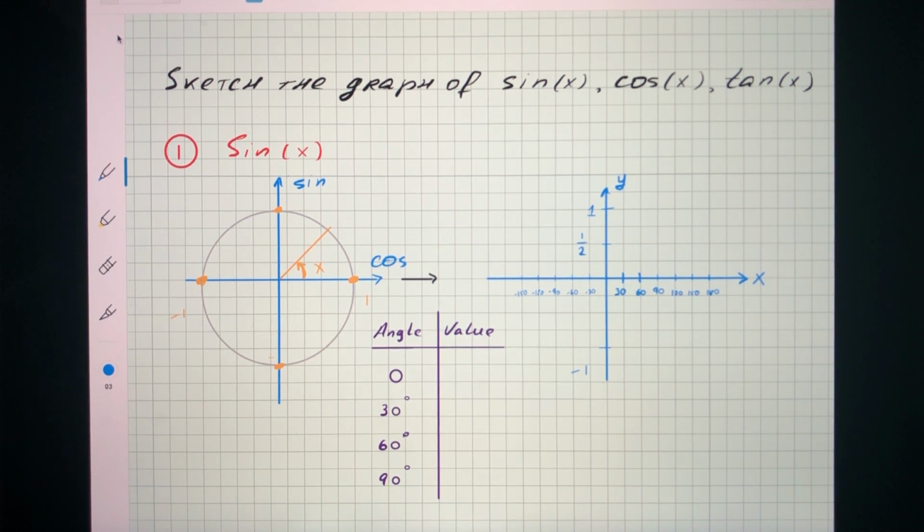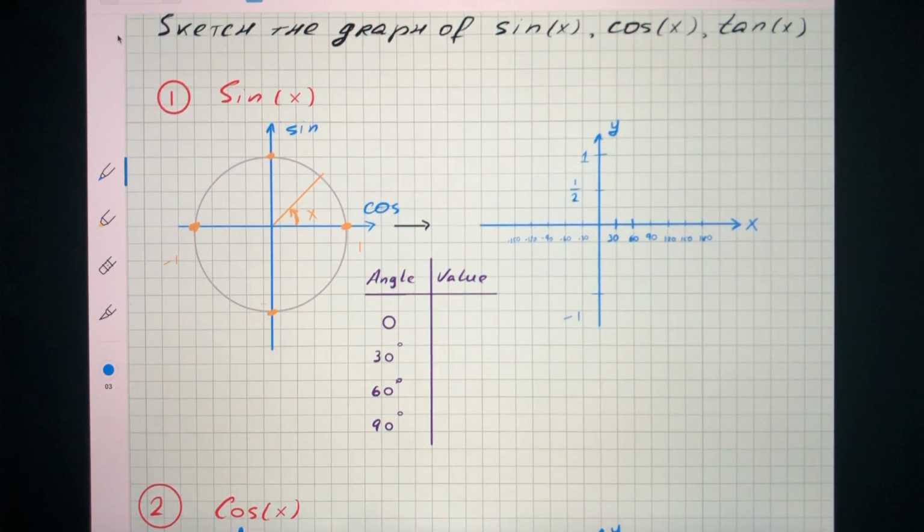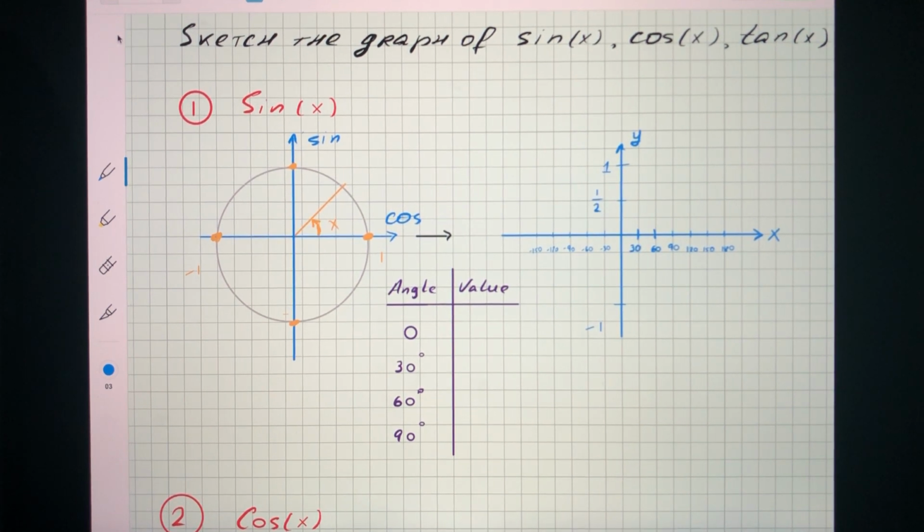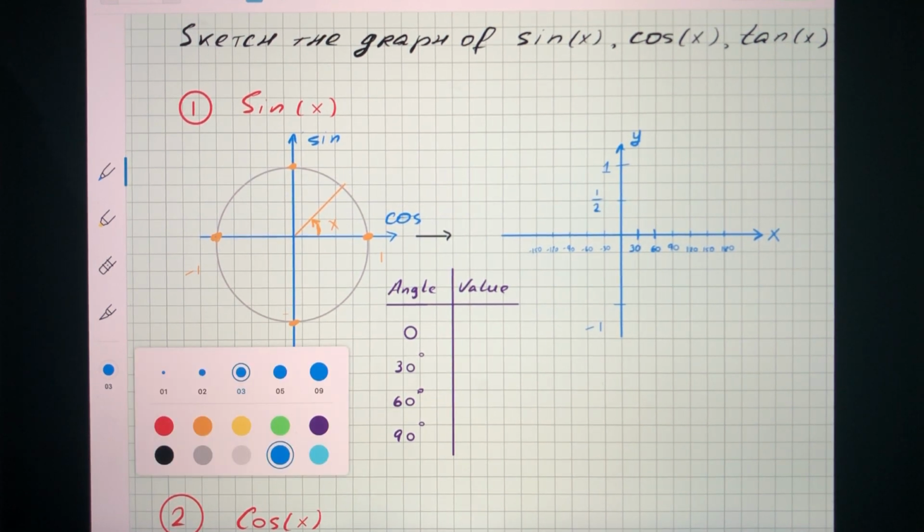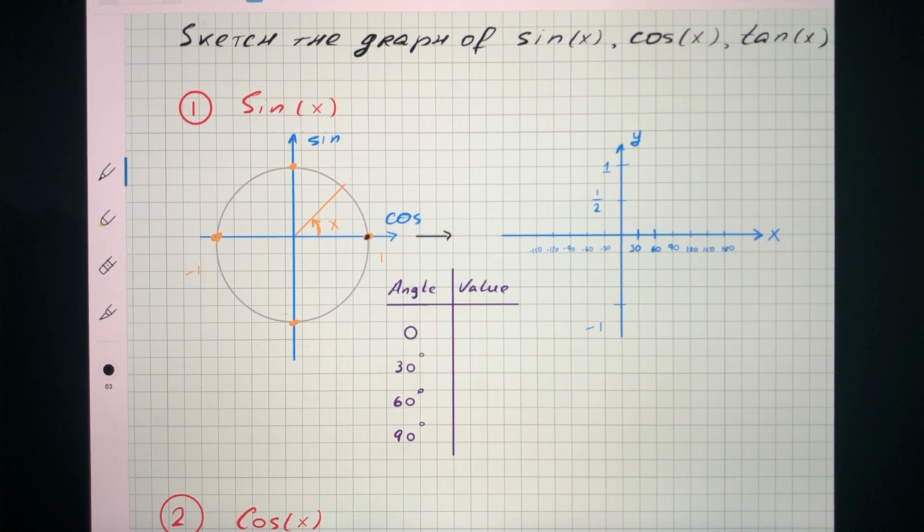So what is the angle? If the angle is 0 degrees, what is the value? Well, the value is going to be 0, because the sine of 0, the length is 0. So we plot 0. Next is 30 degrees. For the 30 degrees, we go to the sine and we measure the length. It is much closer to half, so that answer is half.